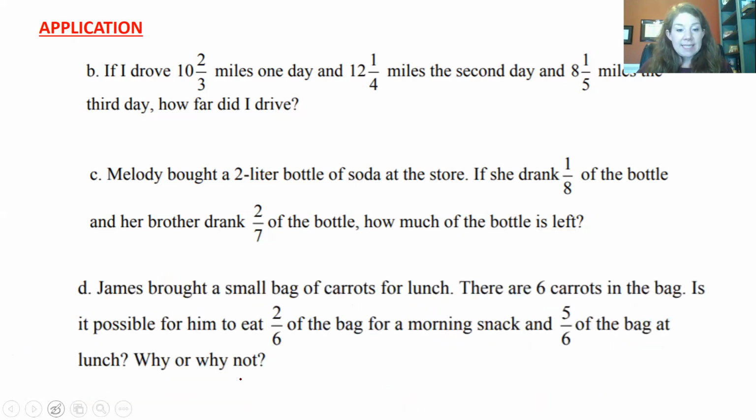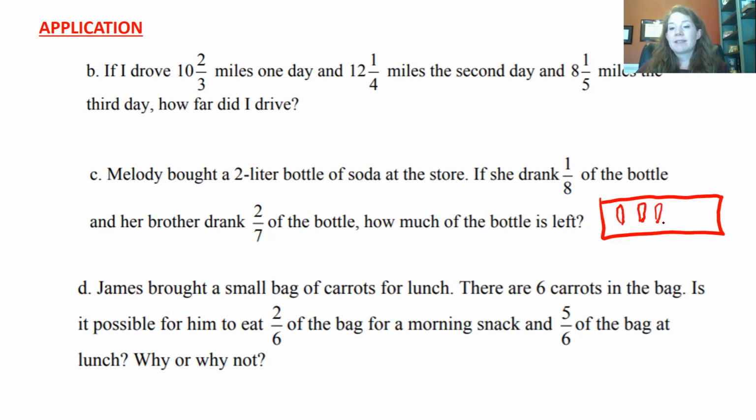All right, let's see what D says. James brought a small bag of carrots for lunch. One whole bag of carrots included 6 carrots. So let's go ahead and draw a picture. Y'all are going to see what kind of artist I am. I'm just going to do this for my carrots. I'm not even going to pretend. Is that 6? 1, 2, 3, 4, 5, 6. Okay, here are my 6 lovely carrots.